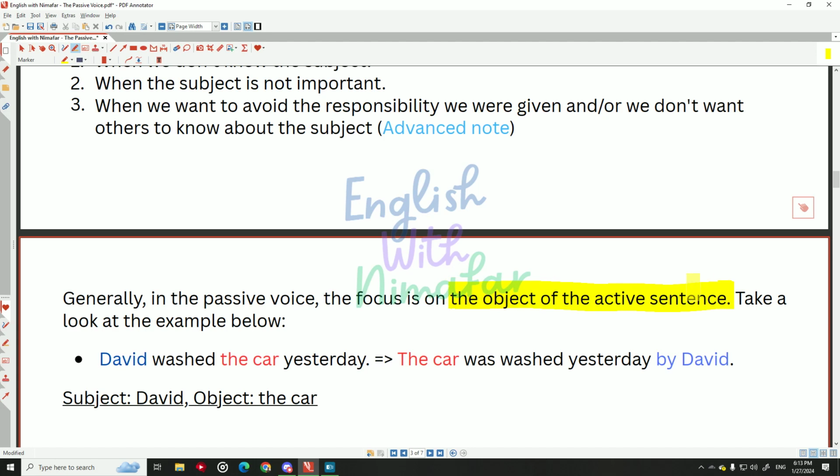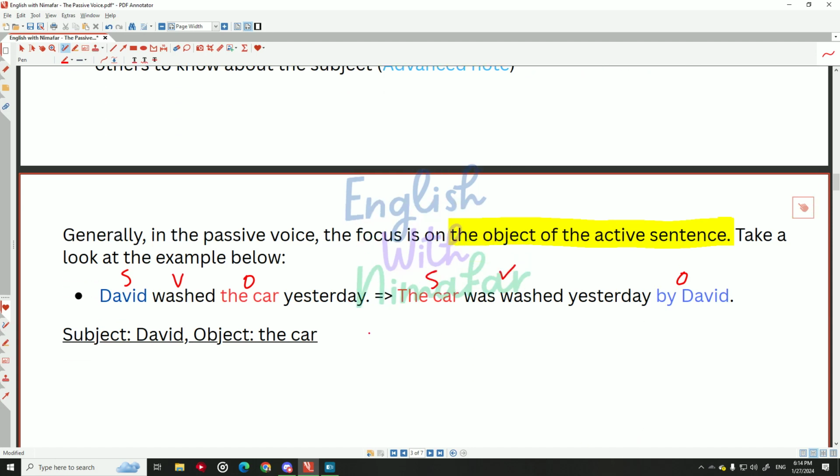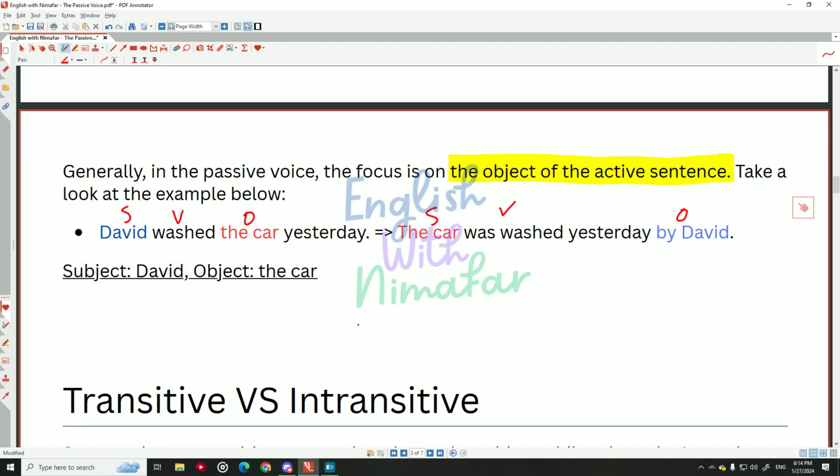For example, David washed the car yesterday. So David is the subject. This is the verb. This is the object. Now we have it in the passive voice. Don't say this is the object. That's wrong. This is the subject. Actually, the car is the object of this sentence. In the new sentence, we have the car as our subject. The car was washed yesterday by David. We call him the agent or indirect object or just object. So we change a position, but they get new roles. This is actually a common mistake that some students make. So subject is David, object is the car.